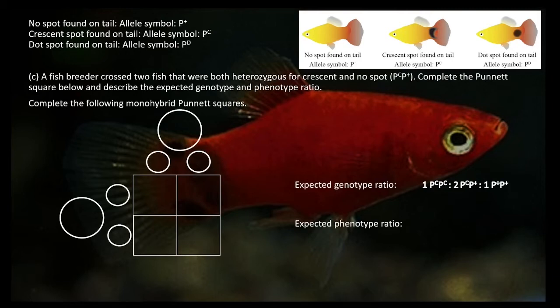So they also then further went on, and now we can do our Punnett Square. So if a fish breeder crossed 2 fish that were both heterozygous for crescent and no spot. So they were both crescent and no spot, heterozygous. Remember, hetero means different. Okay, homo is same. This one is hetero, so it has to be different. Complete the Punnett Square below and describe the expected genotype and phenotype ratio.